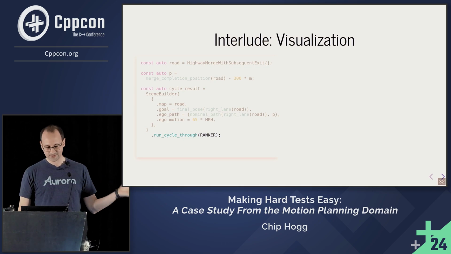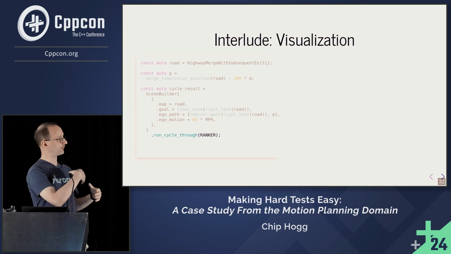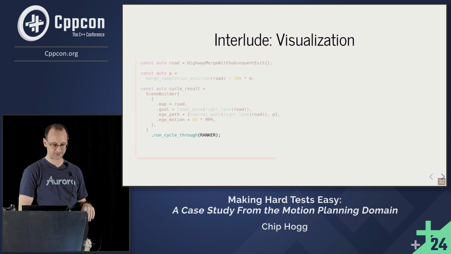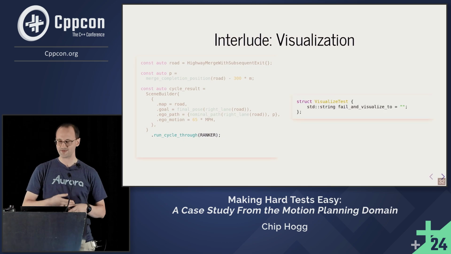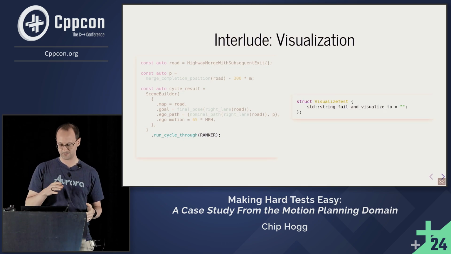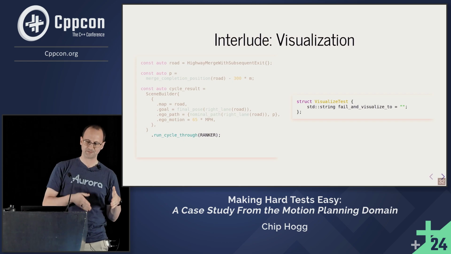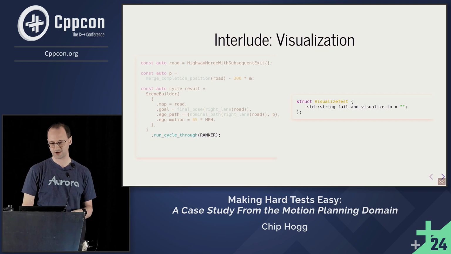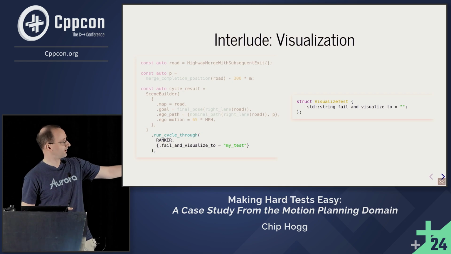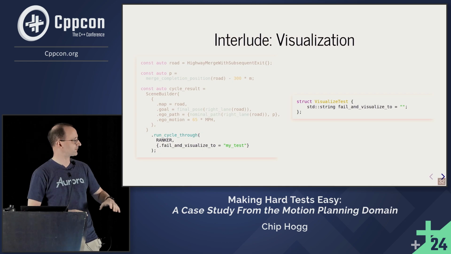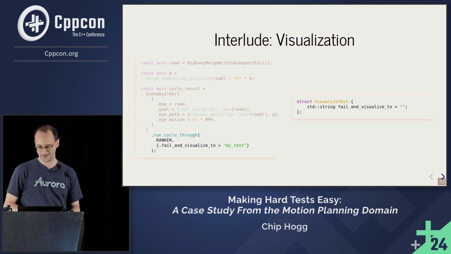So here's an example scene that we have. We're going to run this cycle through Ranker, and it's this run cycle that is going to show the way forward. We have this other struct here, visualize test. It has a string, fail and visualize to. So we're going to use that same call site trick as before, where we just pass a nameless struct. We say .fail and visualize to my test.